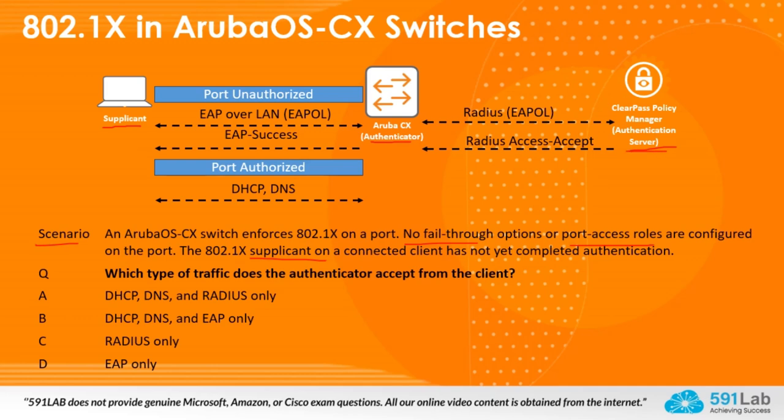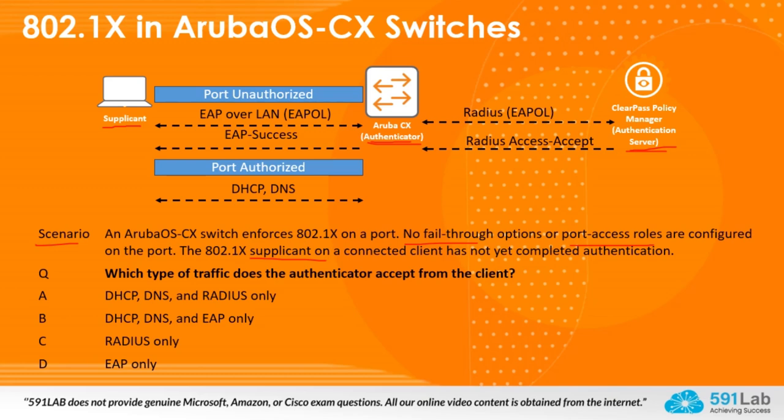Then the ClearPass server validates the user identity and sends either a RADIUS access accept or RADIUS reject message. In this case, the RADIUS server is accepting the authentication request. It sends the RADIUS access accept to the authenticator. Then the authenticator sends an EAP success message to the client, and then the ArubaOS-CX switch authorizes the port. After authorizing, the supplicant is able to send DHCP, DNS requests and all other communication.